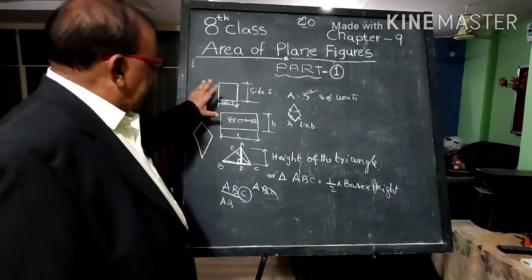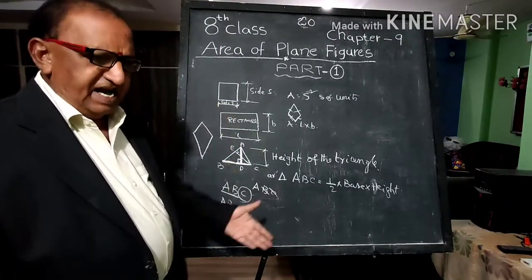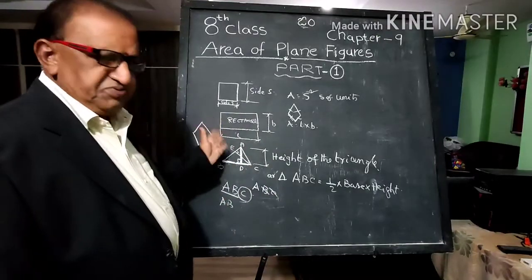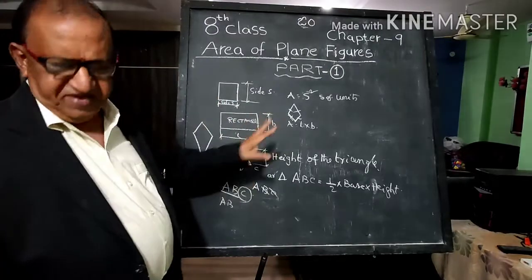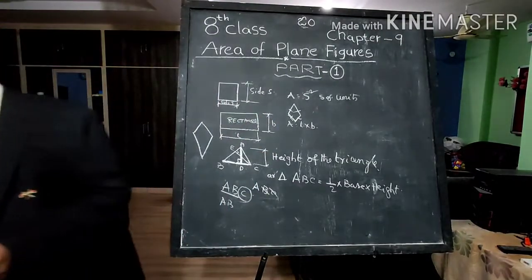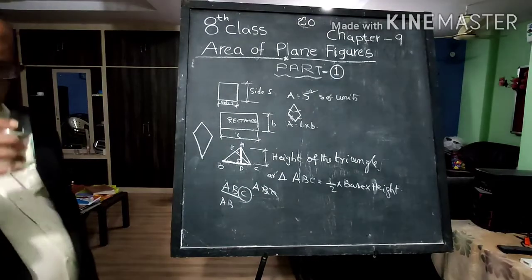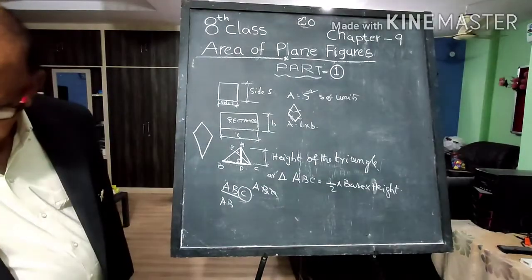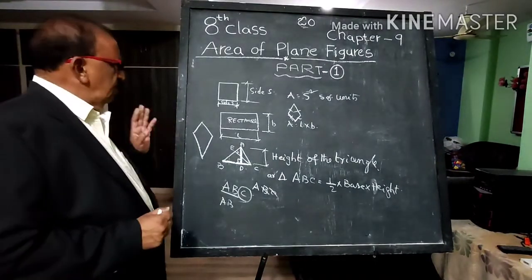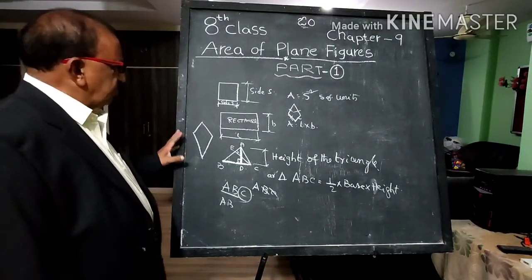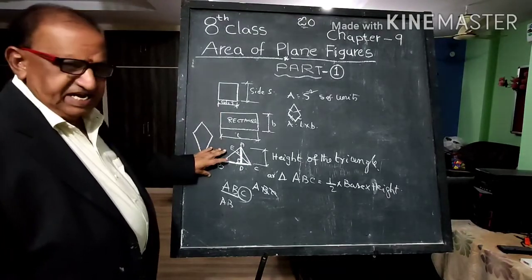So anyway, these are the three fundamental shapes. From these, we can derive the areas for other plane figures. These are all called plane figures because they are contained in one plane. So now we learned about the area of a square, area of a rectangle, area of a triangle.